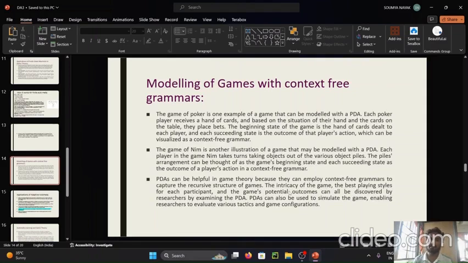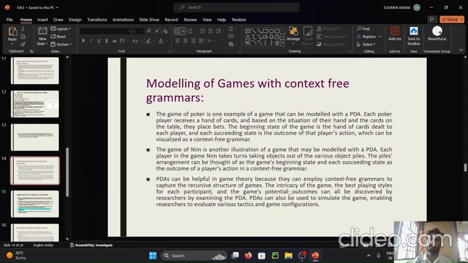The game of Nim is another illustration of a game that may be modeled with a PDA. Each player in a game of Nim takes turns taking objects out of the various piles. The piles' arrangement can be thought of as the game's beginning state, and each succeeding state as the outcome of the players' actions in the context-free grammar. PDAs, or pushdown automata, can be helpful in game theory because they can employ context-free grammars to capture the recursive structure of games.